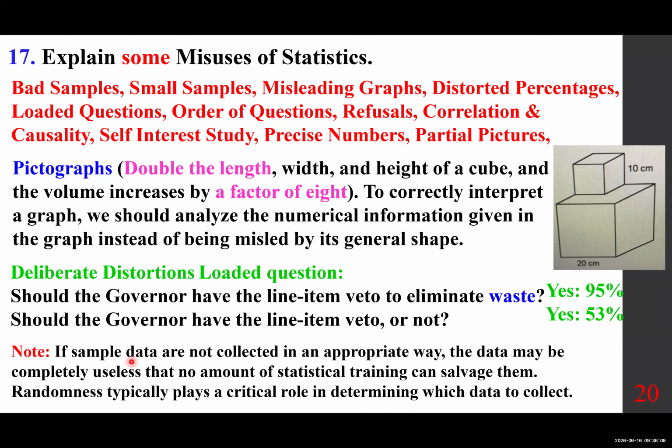Note, if sample data are not collected in an appropriate way, the data may be completely useless, so that no amount of statistical training can salvage them. Randomness typically plays a critical role in determining which data to collect.